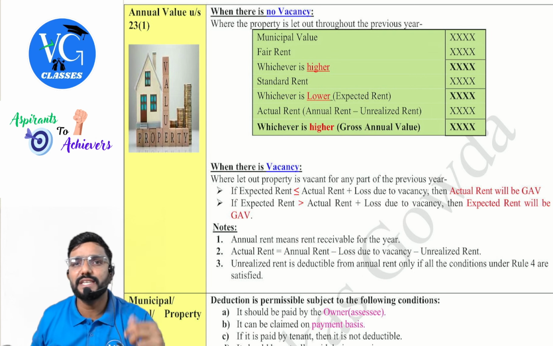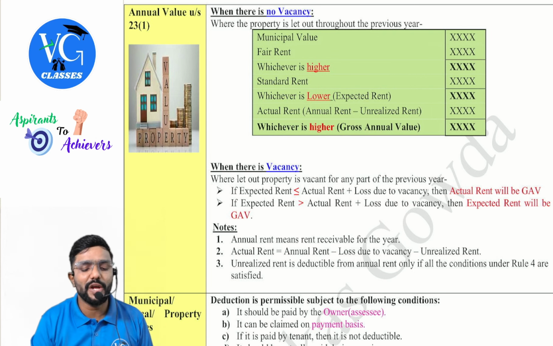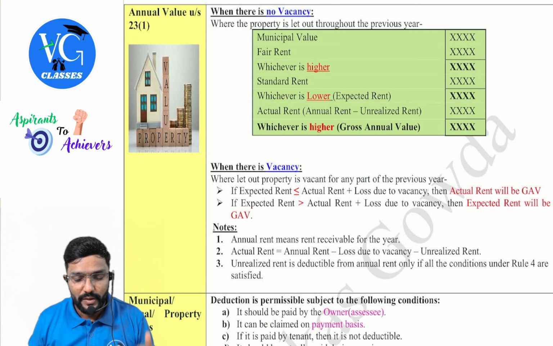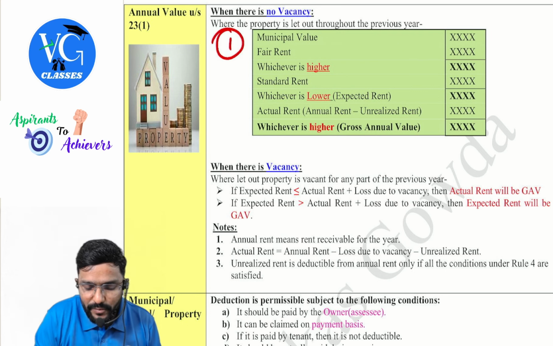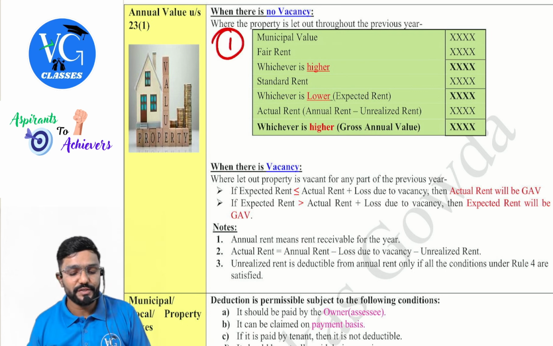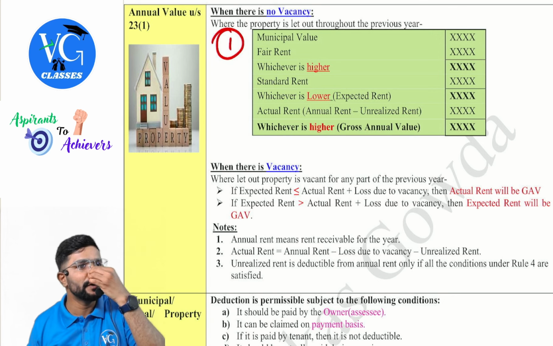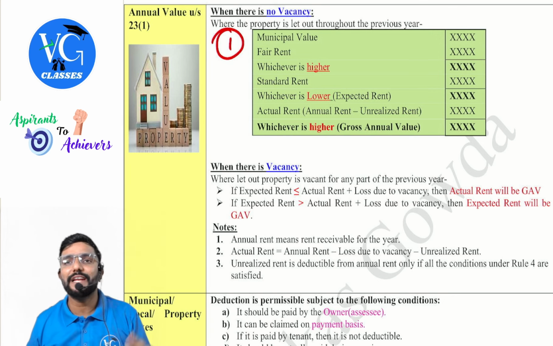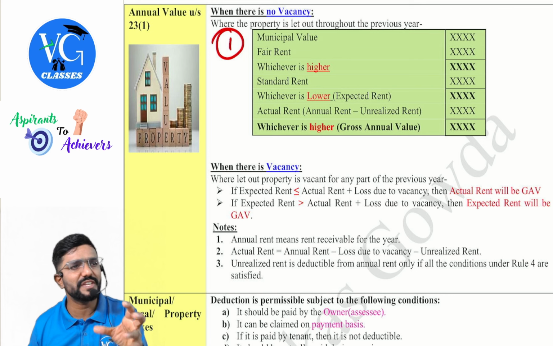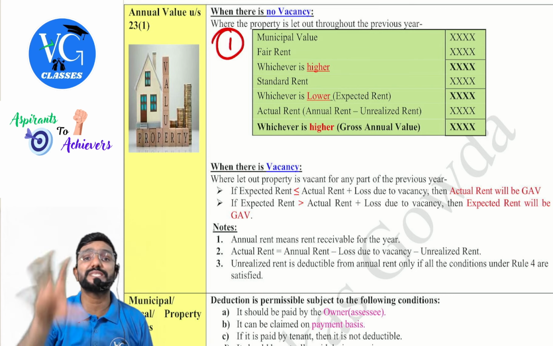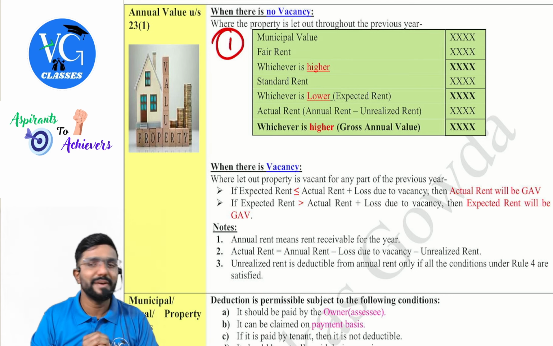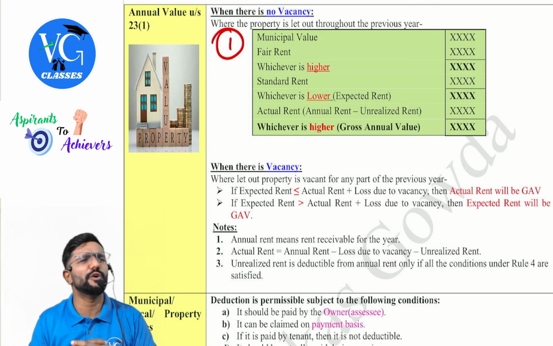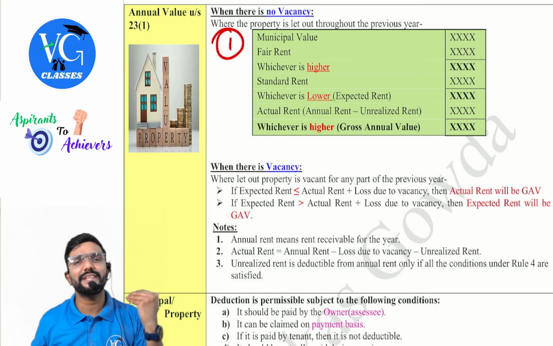Yes, sir. In that scenario, how do we calculate the gross annual value? First step, we will compare municipal value with fair rent. See, municipal value is the value which is fixed by the municipal authorities for the payment of stamp duty. We also call it government value. Take it. Compare that with fair rent.